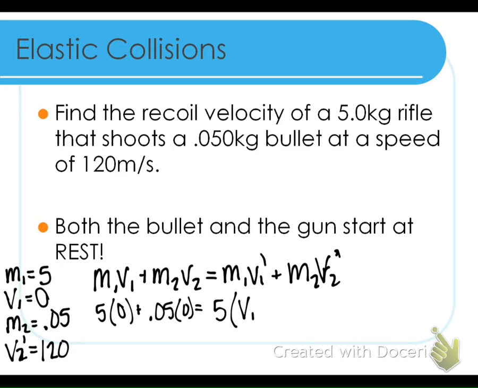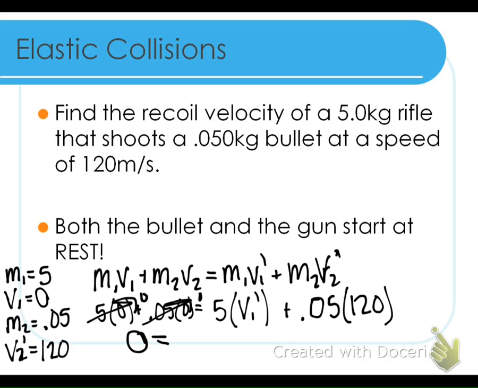We're trying to solve for V1 prime. We're trying to solve for the velocity of the rifle after it's been fired. And we know the velocity of the bullet after it's been fired is 120 meters per second. Okay, so both of these equal 0 right here. So this whole left side of the equation is 0. 5 times V sub 1 prime plus 0.05 times 120, which I believe is 6.